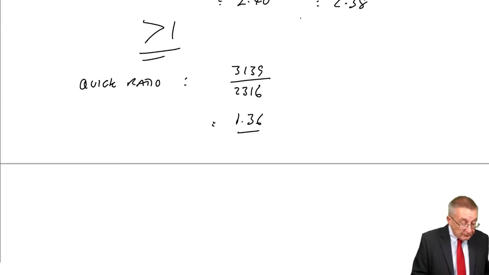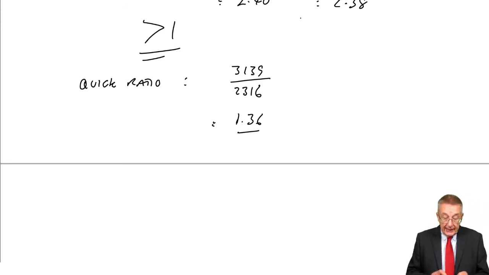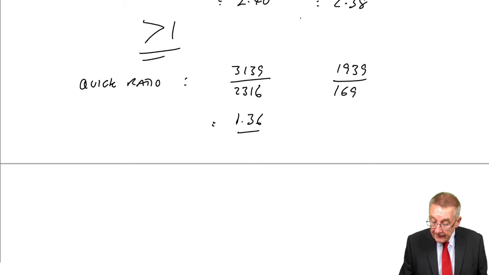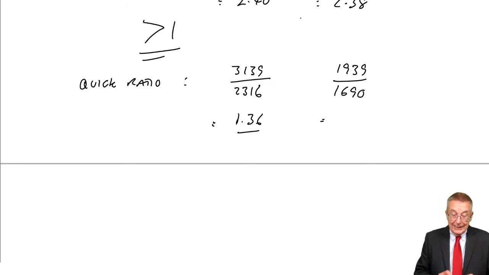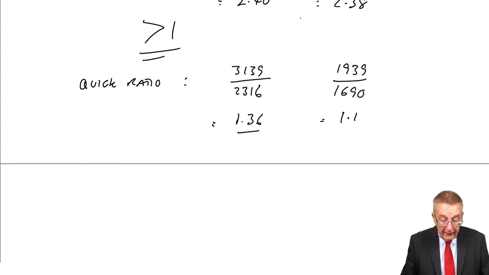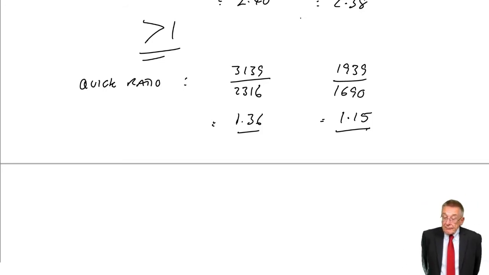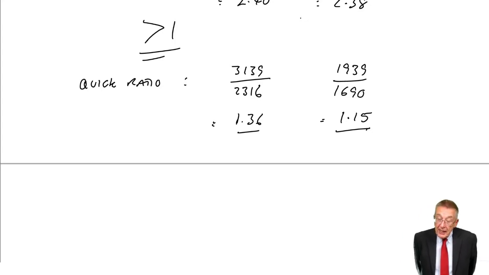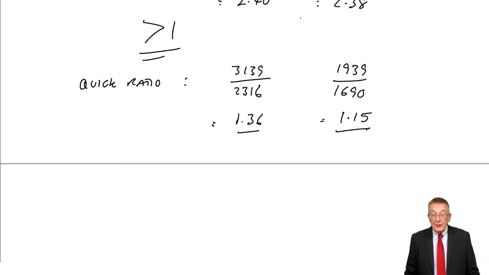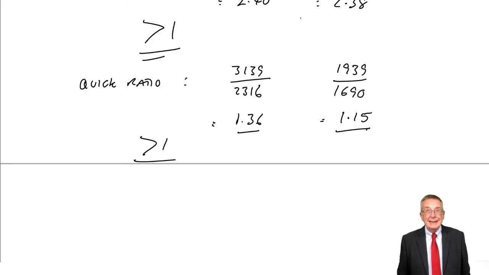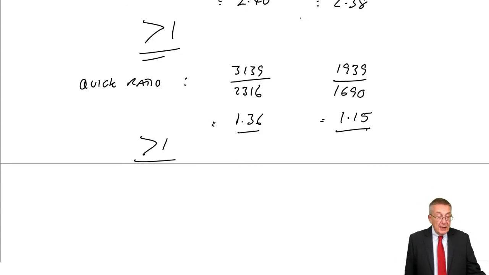And what was it last year? Receivables 1699, cash 240, so a total of 1939. The current liabilities 1690, and so 1.15. Well, again, obviously you'll expect that to be lower. It'll always be lower than the current ratio, but the same principle applies. To be sure we're going to be able to pay our bills in the short term, again, we'd want it to be more than 1. And it is here. There's no sign of any particular problem.